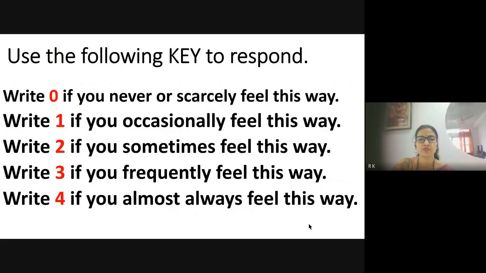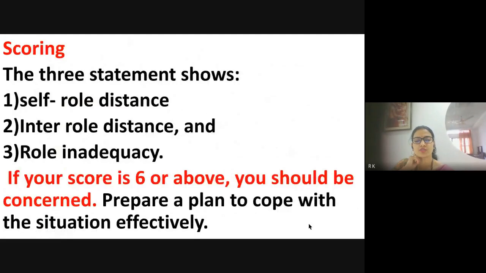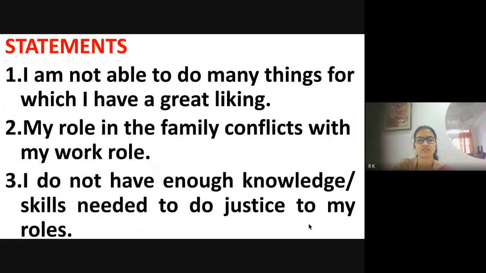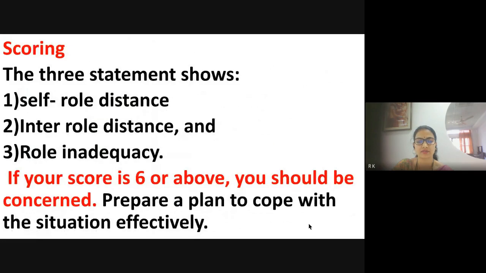So based on the scorings, the 3 statements show that there is something called self-role distance. And the second one, this item, which talks about my role in the family conflicts, talks about inter-role distance. I will just explain. And the third one is on role inadequacy.